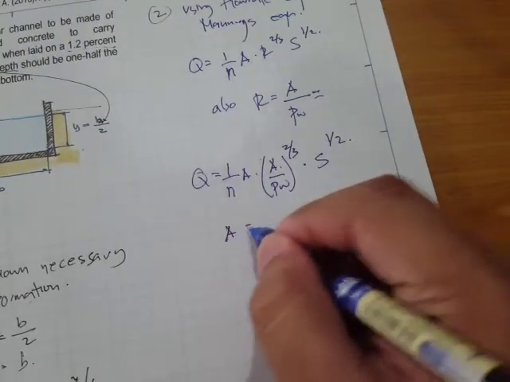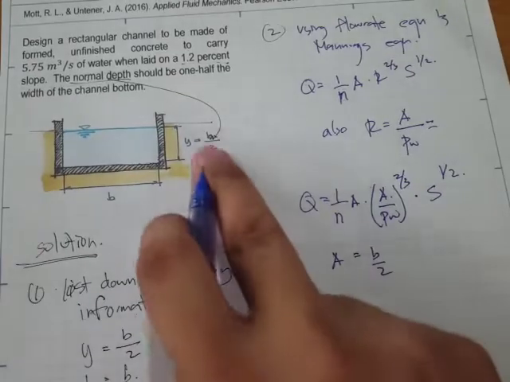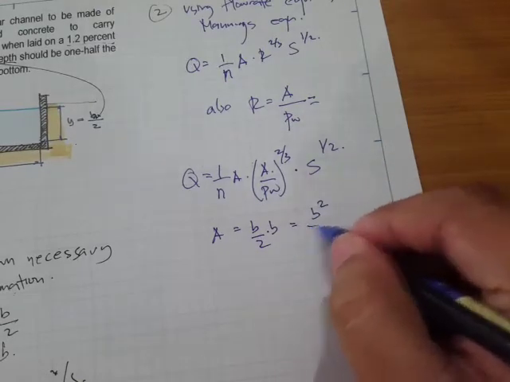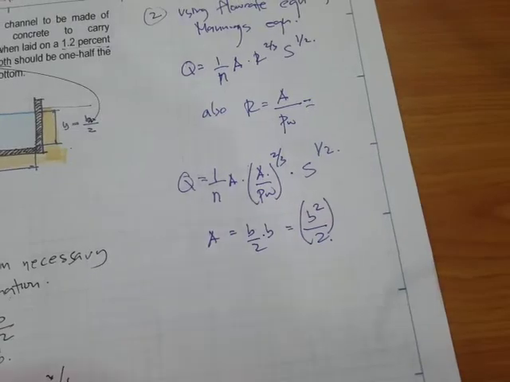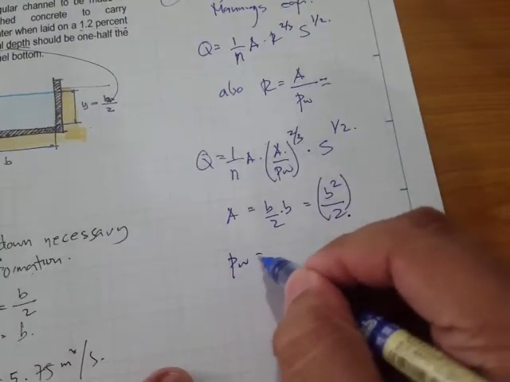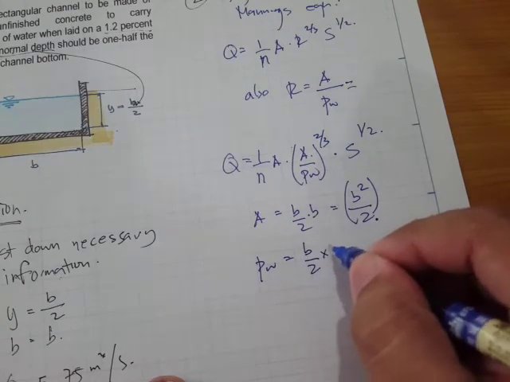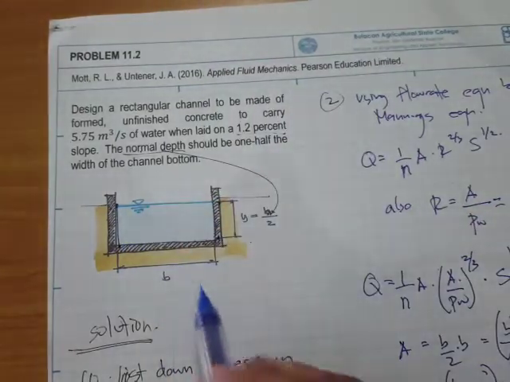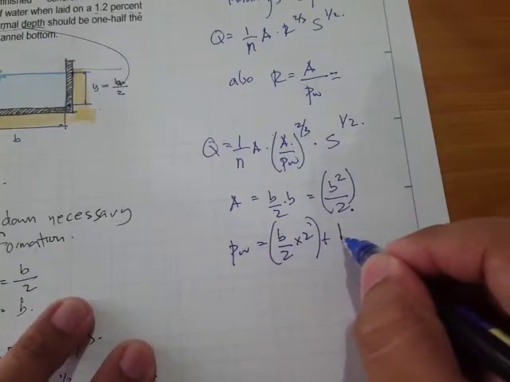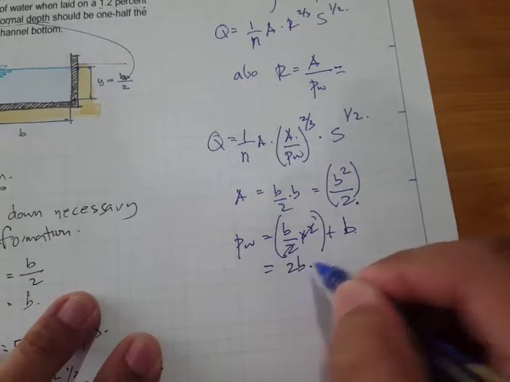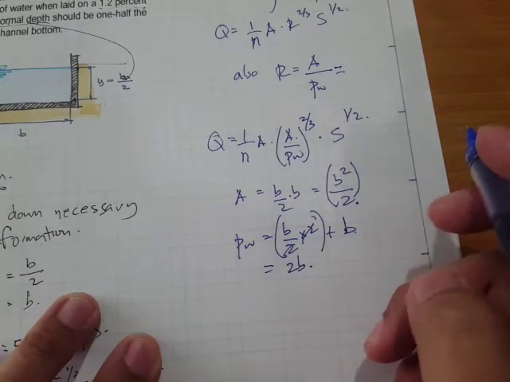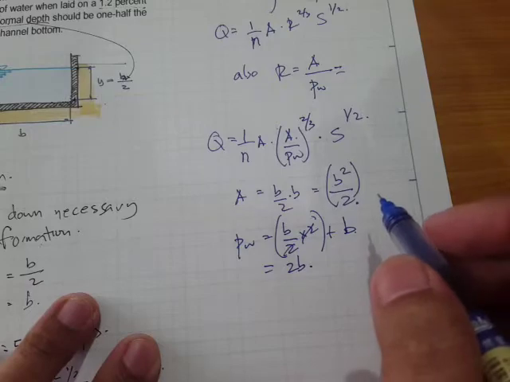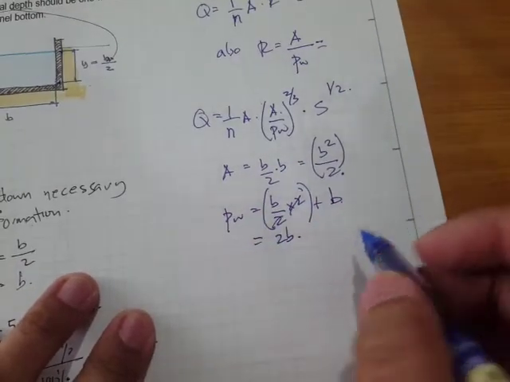Right, so what is A is just simply b over 2 times b, which is equal to b squared over 2. So that's our A. And our wetted perimeter is equal to b over 2 plus b over 2 plus b, so this is equal to 2b. Alright, so let's substitute now.